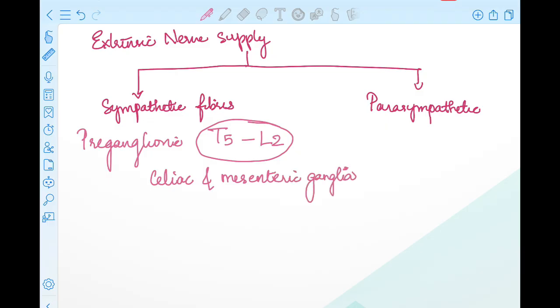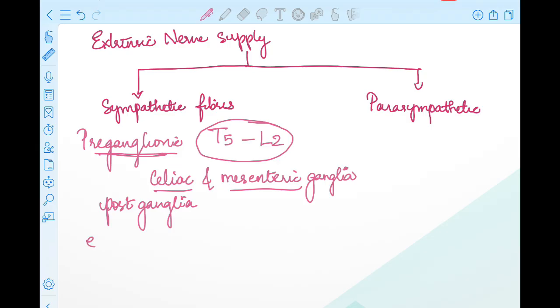I hope my MDS friends have already understood the whole idea, because the preganglionic fibers arise from the lateral horns of T5 to L2, pass through the sympathetic chain without any synapse, and then terminate in these two ganglia, the celiac and the mesenteric ganglia. I hope you have understood this. And the postganglionic fibers will innervate the entire GI tract. That means the fibers after moving out from the celiac and mesenteric ganglia supply the entire GI tract.